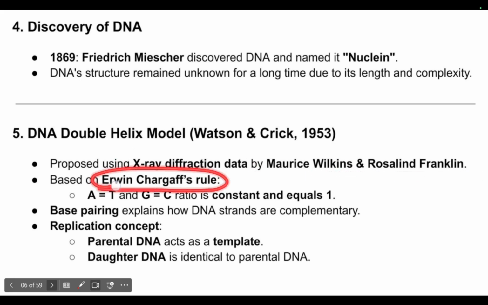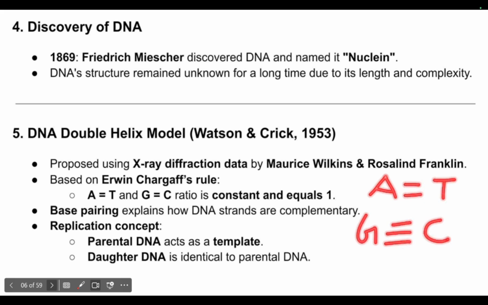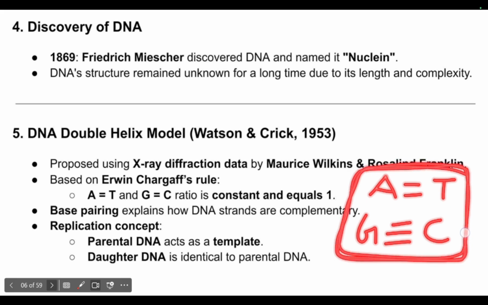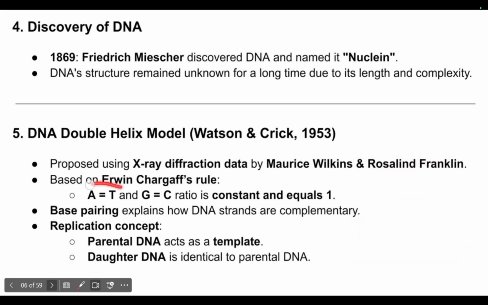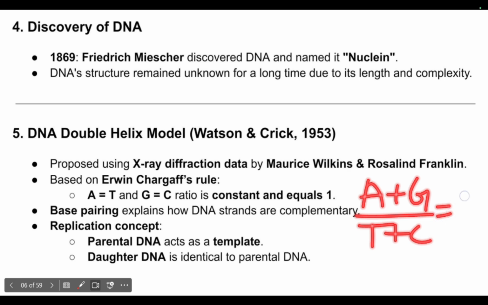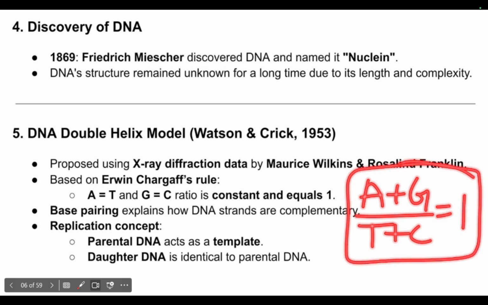Erwin Chargaff has given a rule, and he said that in DNA adenine always pairs with thymine and guanine always pairs with cytosine. So here remember, adenine and thymine will have 2 hydrogen bonds, and guanine and cytosine will have 3 hydrogen bonds. So if adenine and thymine are equal and guanine and cytosine are equal, adenine plus guanine is equal to thymine plus cytosine. Adenine plus guanine divided by thymine plus cytosine is equal to 1. This can also be said through Chargaff's rule.